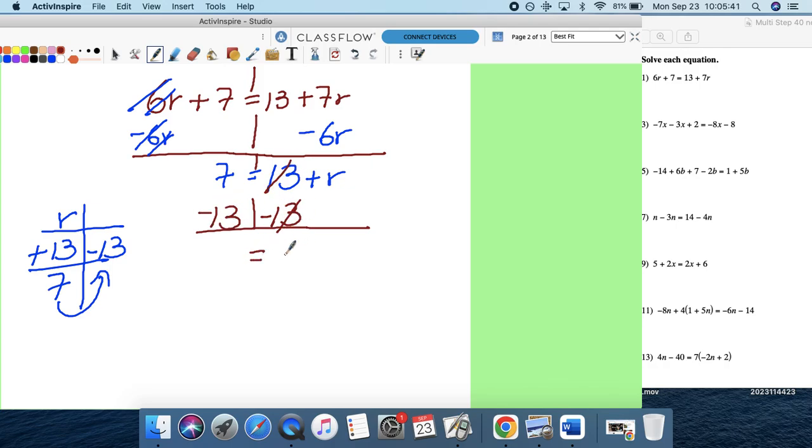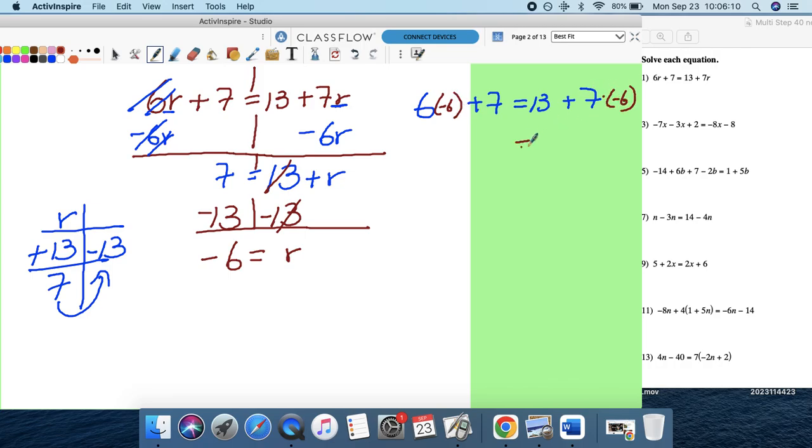13 minus 13 is 0, leaving r. 7 minus 13 is going to be negative 6. So r is negative 6. That's what I think it is. Right? So I'm going to go back to the equation. Right? 6r, let me write this. I'm going to leave a little space there. So everywhere I see the letter r, I'm going to replace it with negative 6, and I'm going to put it over here. 6 times negative 6, parentheses, and 7 times negative 6.